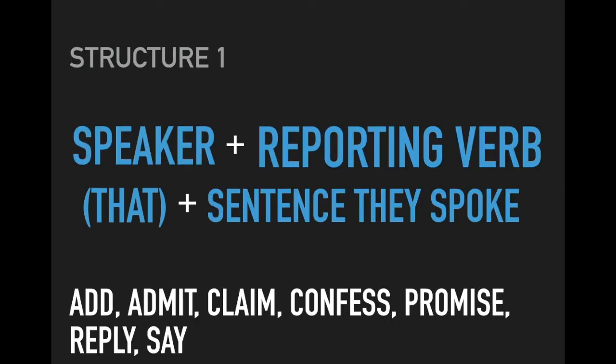This is the most basic structure, and we have quite a few verbs that we're going to use it with. So this is a good place to take a screenshot, and this is something you can study. This is structure 1. And at the bottom in white, you see all the verbs that we use structure 1 with. So add, admit, claim, confess, promise, reply, or say. And again, we have the speaker, the reporting verb, that if you want, and then we'll put the sentence that they said. So this is the most basic kind.